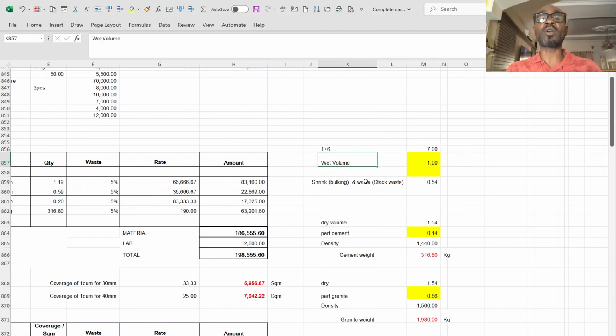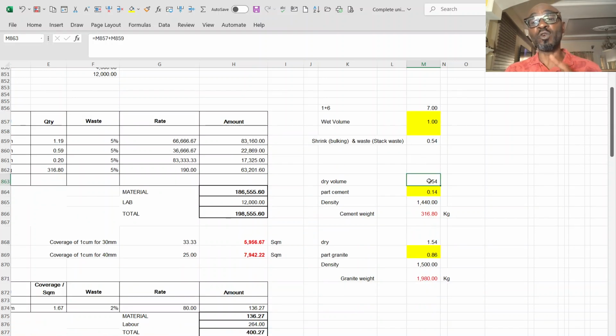Then when concrete is in its wet state, 1 cubic meter of concrete in its wet state is 1 cubic meter. But if you want to get the dry volume of materials that you need to mix in 1 cubic meter, you have to consider the shrinkages, the waste, and all of that into it. The shrinkage and the waste is 54% for concrete. So 54% plus the wet volume gives you 1.54. So this is the dry volume of materials that you need for a cubic meter of concrete.